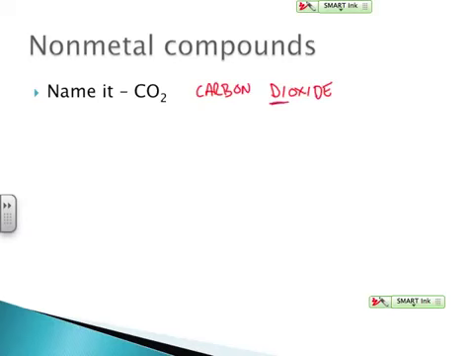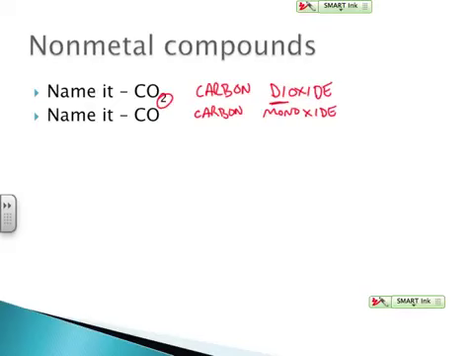Notice that we're also adding a prefix. You're adding the di prefix because there are two oxygens, so carbon dioxide. The reason why that's important is you can't just call this compound carbon oxide because, think about it, are there any other types of carbon-oxygen compounds? Well, yeah, there's CO. That would be carbon monoxide. Okay, so you have carbon dioxide, you have carbon monoxide.